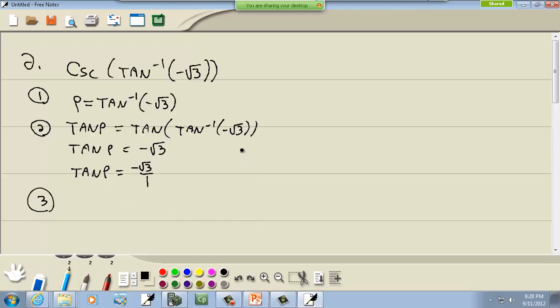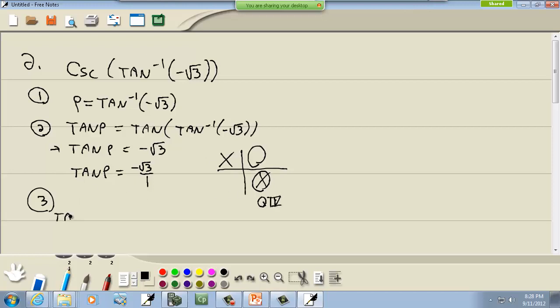And let's think about quadrants. Inverse tangent is valid here and here. Right at this point, we said that tangent is equal to a negative number. Well, tangent's negative here and here. So the quadrant we're going to be dealing with is quadrant 4.